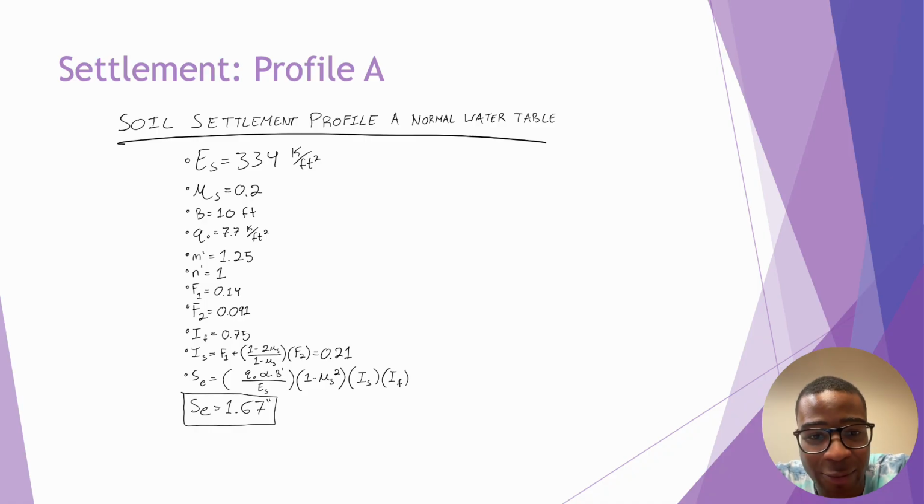We have an M prime value of 1.25, an M prime of 1, and then we use those 2 values to get our F1 and F2, and then to get our IF value, and then we plug all that in, and we get an elastic settlement for the sand profile of 1.67 inches, which is quite significant. It's obviously not going to be appropriate here.